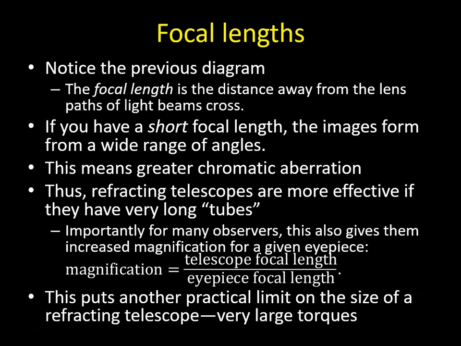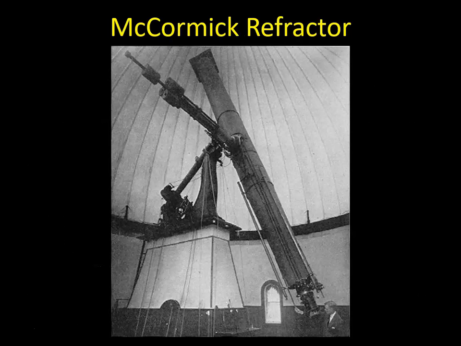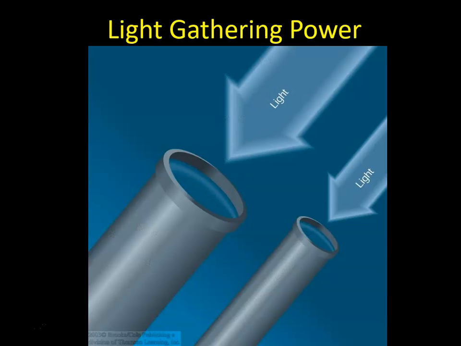Now, you can also come up with a nice little formula for the magnification of an instrument, and that's equal to the telescope's focal length divided by the eyepiece's focal length. So that's another reason why particularly refracting telescopes have these nice very long tubes to give you a nice long focal length, because the longer the focal length, the larger the magnification is going to be. So there's your nice long tube-like McCormick refractor.